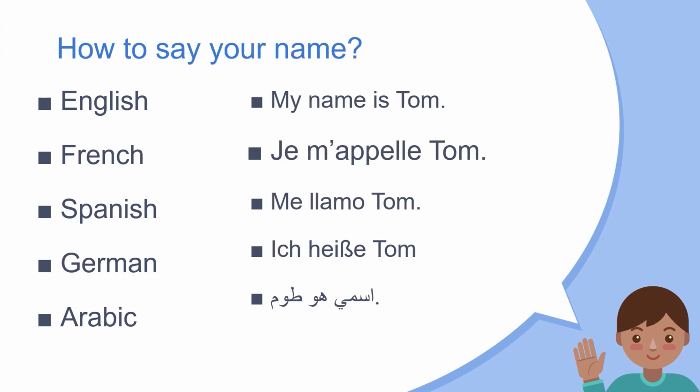And when we want to say my name or our name in English, we use, "My name is Tom." In French, je m'appelle Tom. In Spanish, me llamo Tom. In German, ich heiße Tom. In Arabic, اسمي هو Tom.